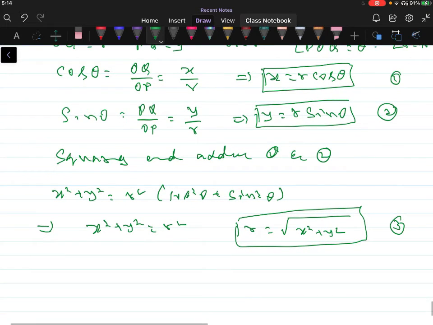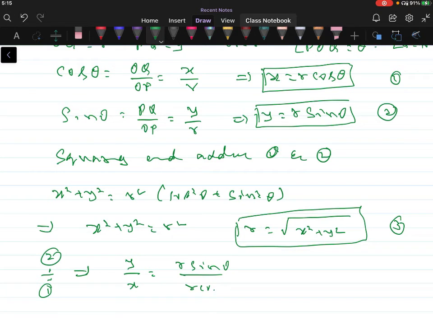Dividing 2 by 1, we get y by x is equal to r sin theta by r cos theta. Equations 1 and 2 are x equal to r cos theta and y equal to r sin theta. So r cancels, and this implies tan theta is equal to y by x. So theta is equal to tan inverse of y by x. That is equation number 4.